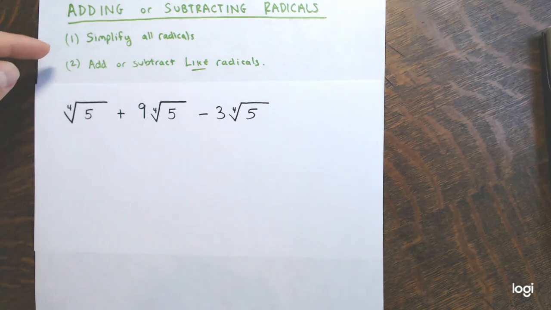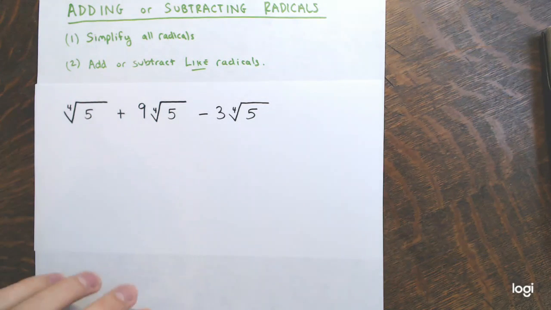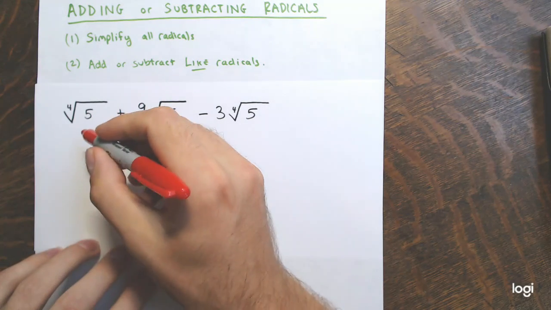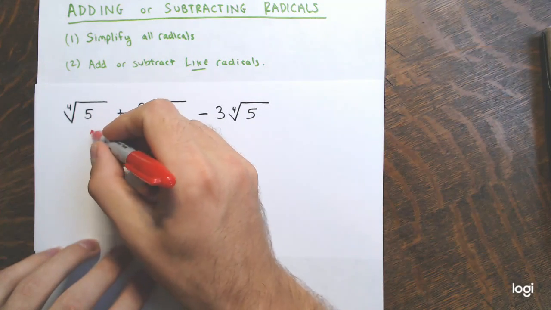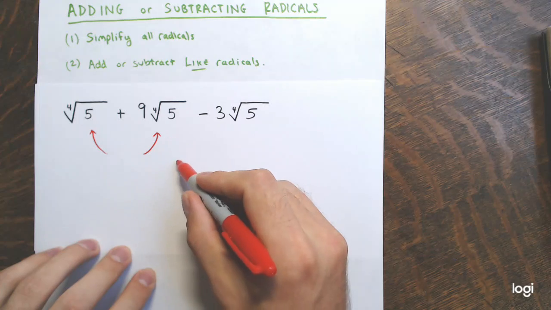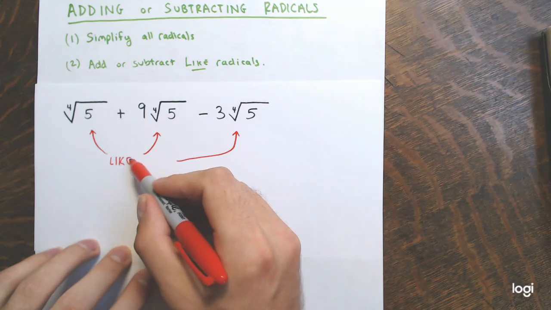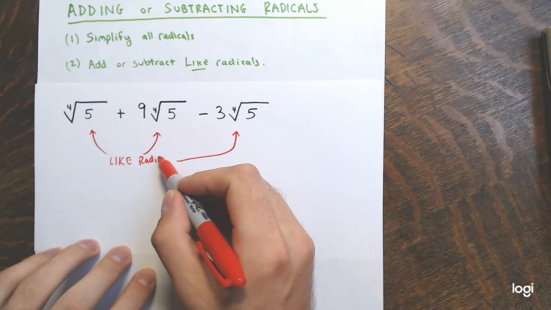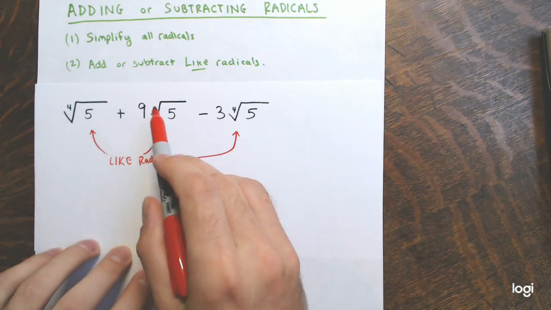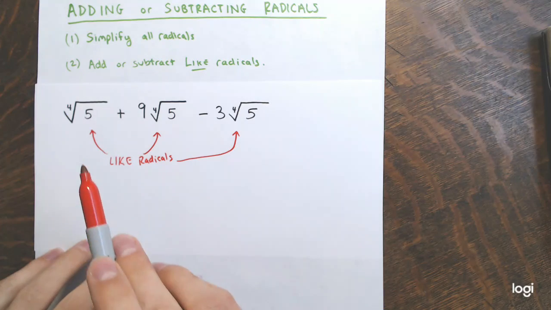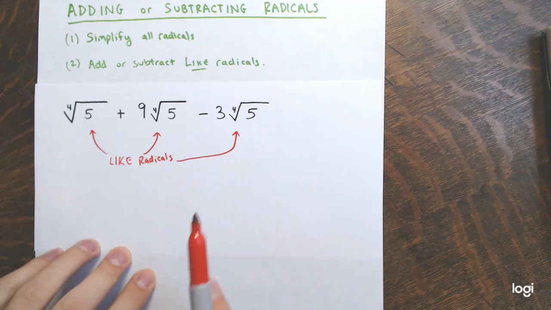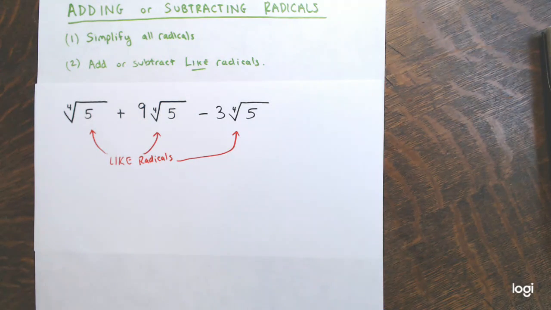So again, step 1 is done already. I don't need to do anything. All the radicals are already simplified. Step 2 is, add or subtract the like radicals. And every single term has the same radical in it. These are all like. They all have an index of 4, they're all fourth roots. And they all have a radicand of 5. Every single one of those is the fourth root of 5.